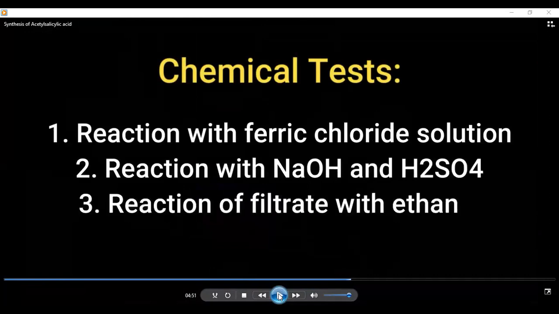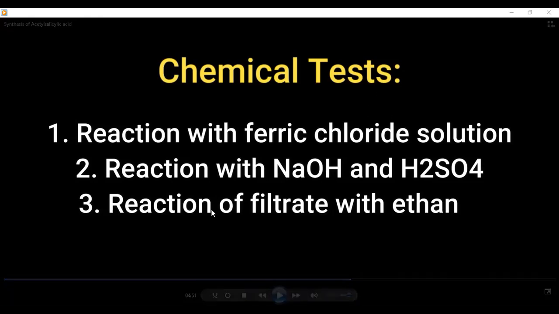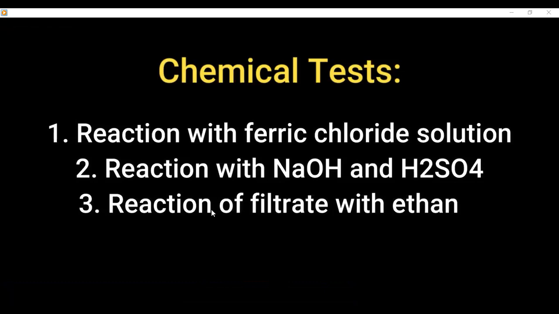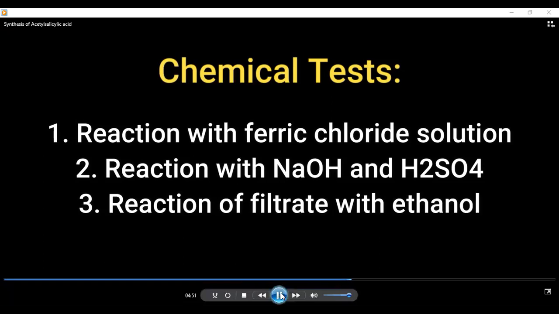Okay, for chemical tests, for aspirin, we have 3 chemical tests. We have the reaction with ferric chloride solution, the reaction with sodium hydroxide and sulfuric acid, and the reaction of the filtrate with ethanol. Actually, it is ethanol and sulfuric acid. Chemical test number 2 is connected with reaction number 3.